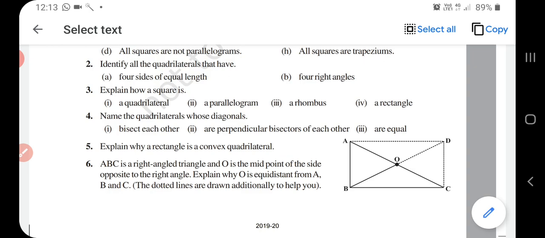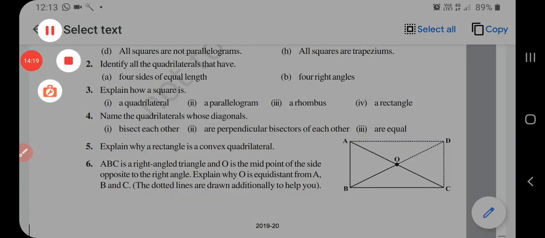Explain why a rectangle is a convex quadrilateral. Convex means diagonals are internal. Then all the angles have measure less than 180 degrees. Both diagonals lie wholly in the interior of the rectangle. Therefore the rectangle is a convex quadrilateral. Understand why the rectangle is a convex quadrilateral?